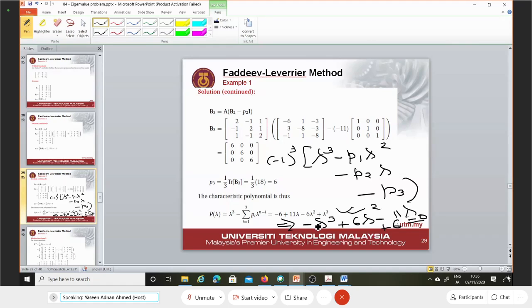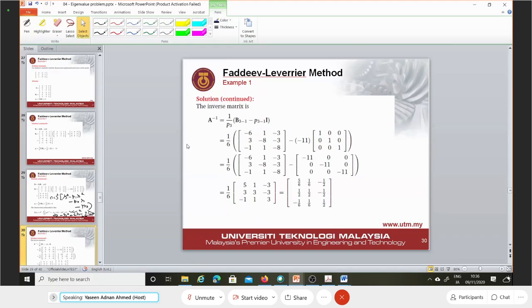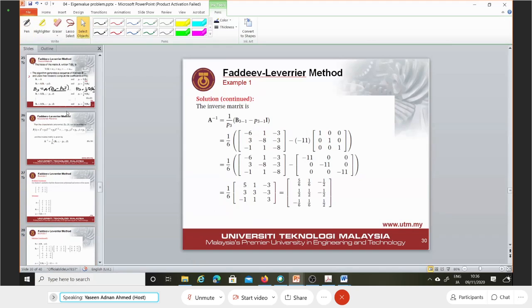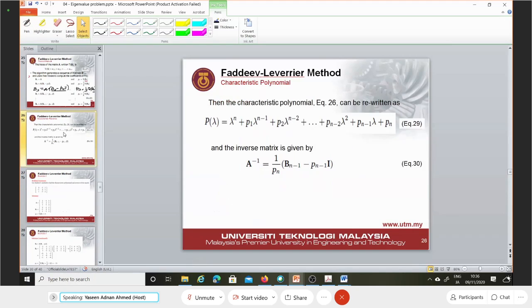So the main objective of the Faddeev-Leverrier method is to get the polynomial equation. Okay? And after that, you can solve it. You will get the value of eigenvalues. Okay. And how to do the inverse? Because we are always asked to do the inverse also in this case. So this is the formula you have to use. You have to remember this one. So A inverse will be 1 over Pn, B(n minus 1) minus Pn times I. This is the procedure, okay?